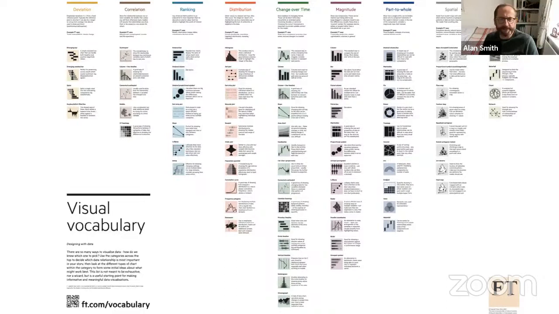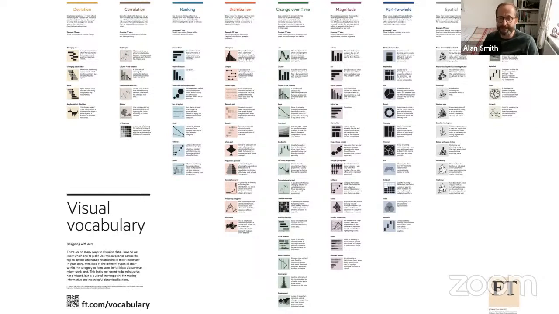And just to let you know how this works. So we saw Playfair's charts originally. Look at the change over time column in the middle, and you can see that the line chart is the number one option there, right? So if you want to show change over time, Playfair's line chart is a good starting point.